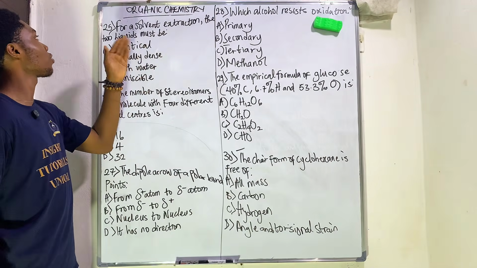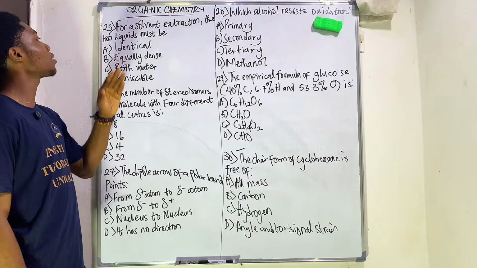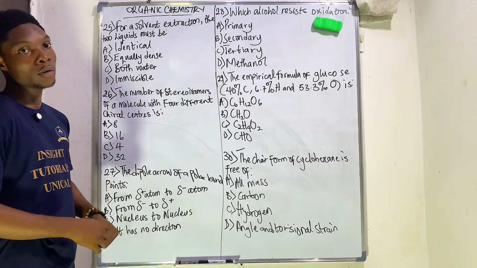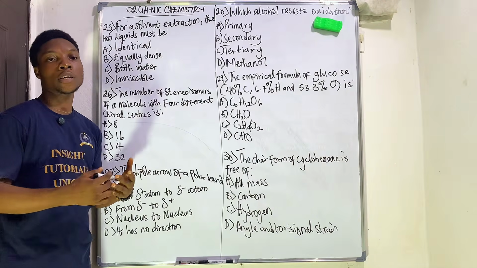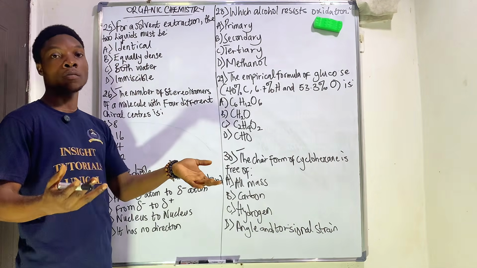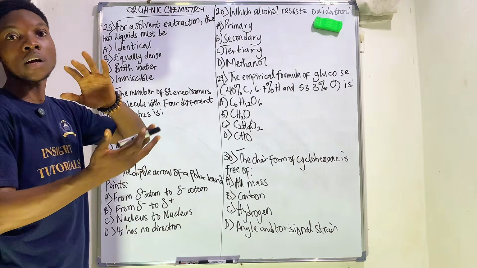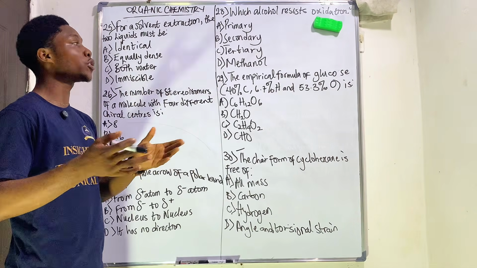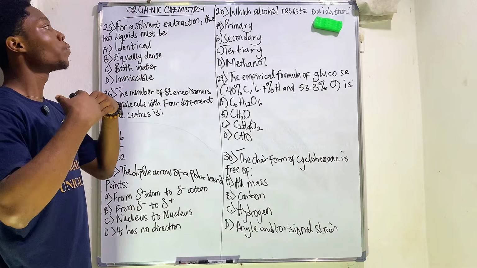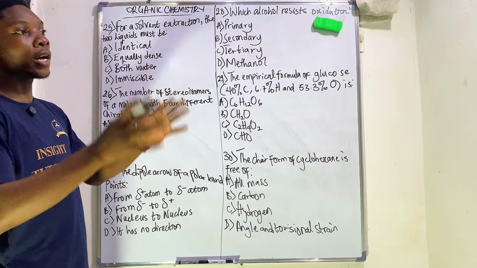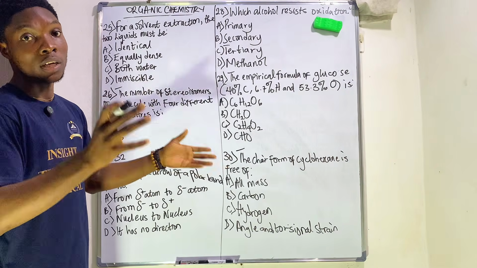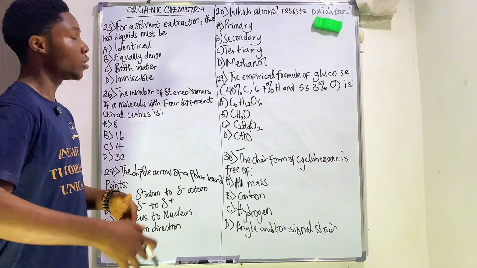For a solvent extraction, the two liquids must be A. Identical, B. Equally dense, C. Both water, D. Immiscible. Now, for solvent extraction, we basically dissolve a solute or put a solute inside the two solvents that we want to extract. Now, the two solvents are together and we want to separate them from each other, but we're not using distillation, we want to use solvent extraction. So the concept is we'll dissolve a solute into that mixture, right? And from the distribution of the solute in the two mixtures, we're able to separate the two mixtures.